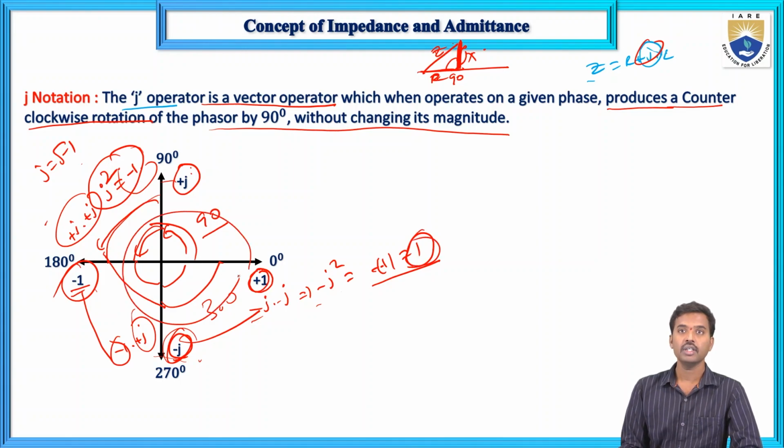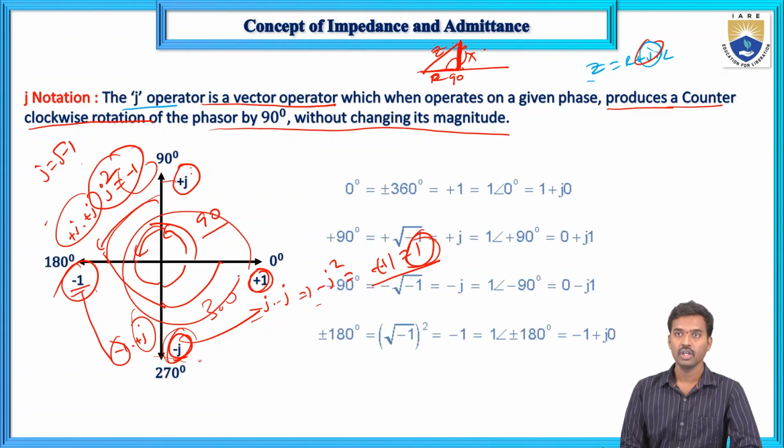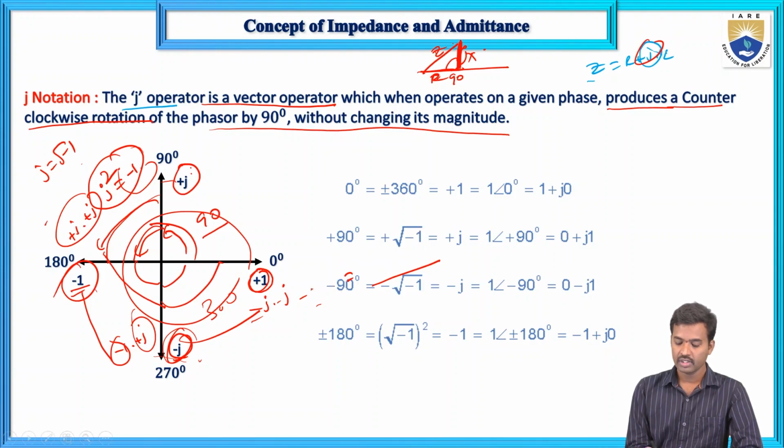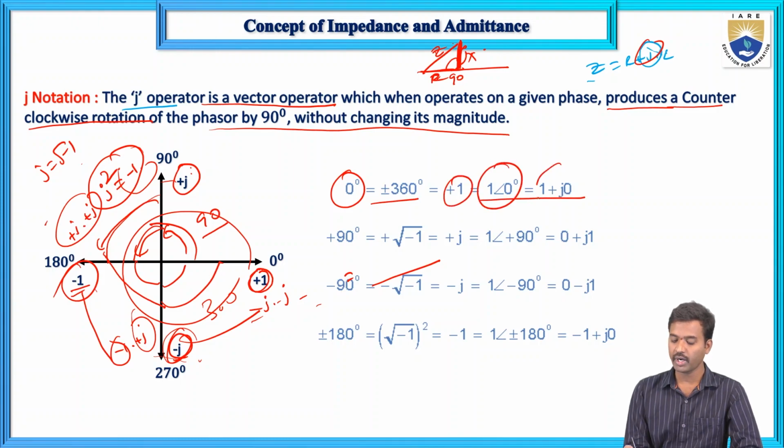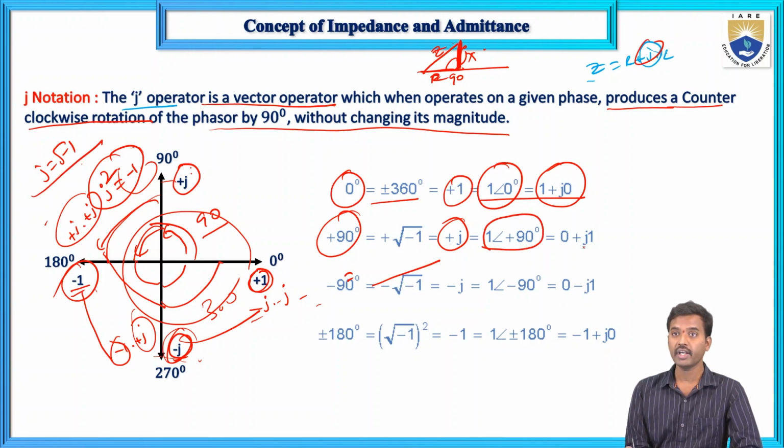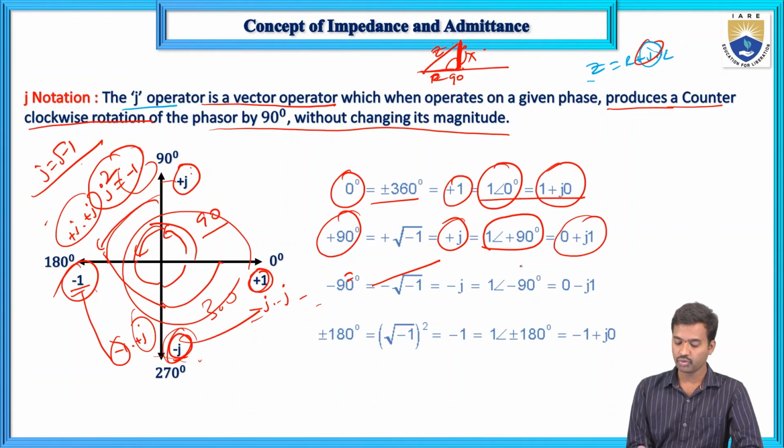So again 90 degrees. This is J notation. Here, in the 0 degrees case or 360 degrees case, that is plus 1 at an angle of 0. This is polar form and this one is rectangular form. And in the 90 degrees case, here plus J, where J equals the square root of minus 1. So now this is polar form, 1 at an angle of 90, and 0 plus 1J in rectangular form.